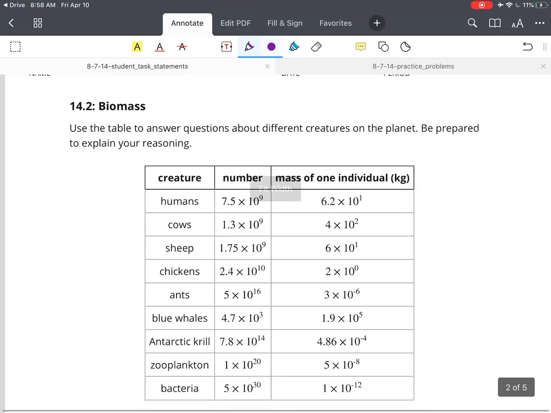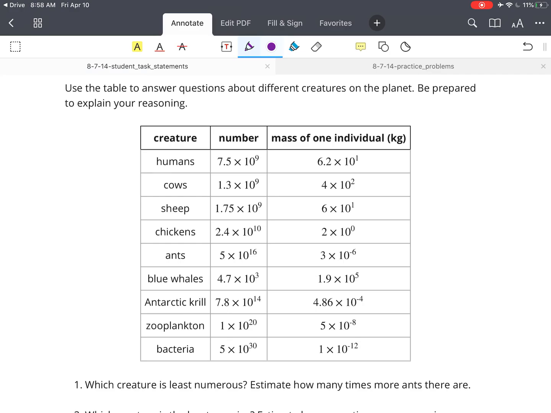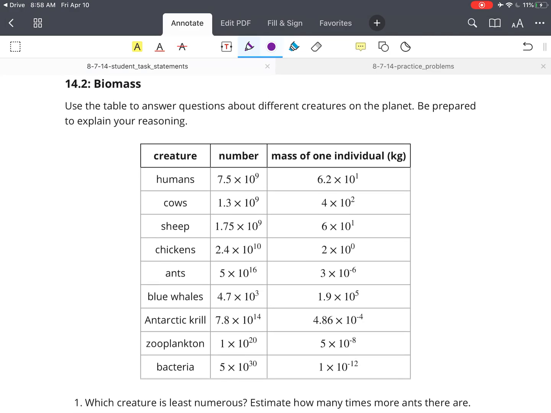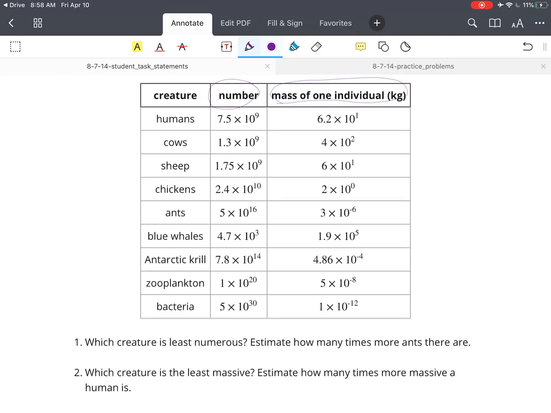Use the table to answer questions about different creatures on the planet. Be prepared to explain your reasoning. Okay. So this right here is how many there are, and this is the mass of one of these, so how much it weighs. I'm just going to remove the zoo and just leave it as plankton.